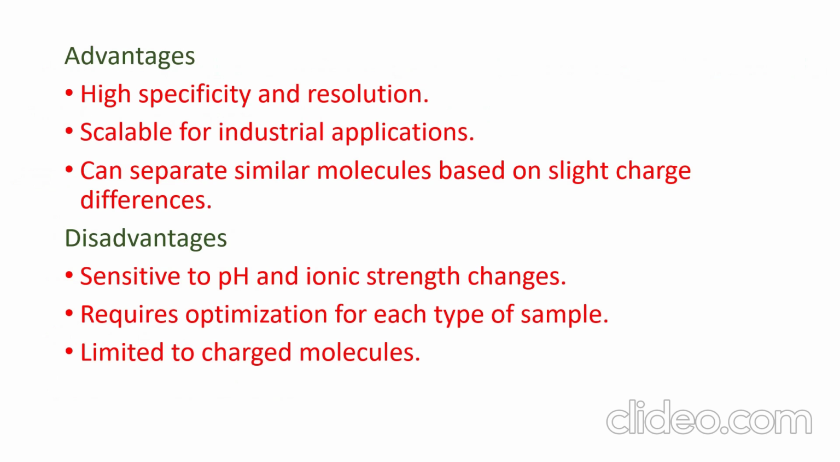Advantages of ion exchange chromatography are high specificity and resolution, and it is scalable for industrial applications. It can separate similar molecules based on slight charge differences. And disadvantages are that it is sensitive to pH and ionic strength changes. It requires optimization for each type of sample, and it is limited to charged molecules.